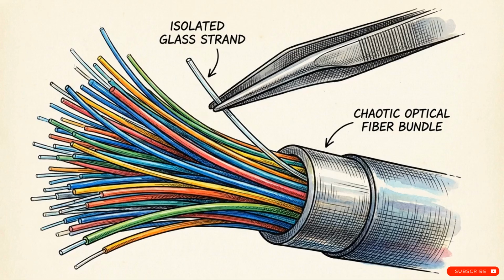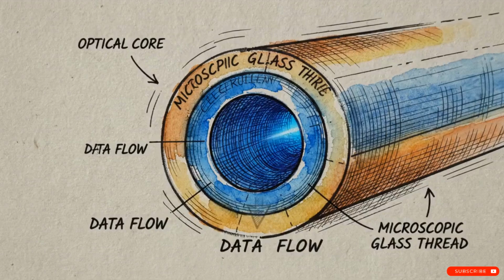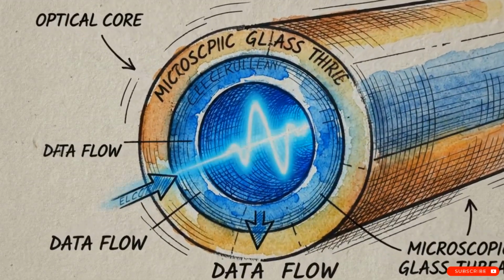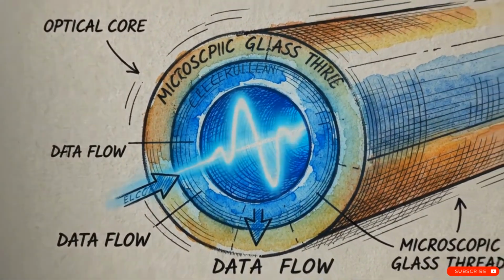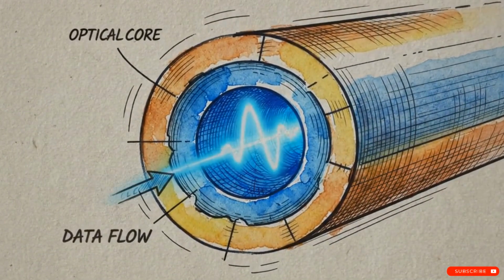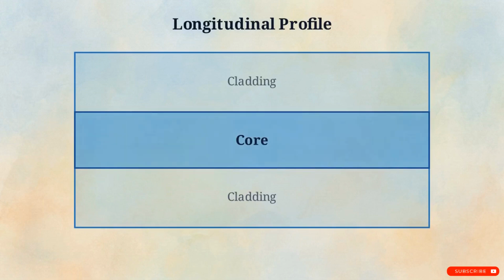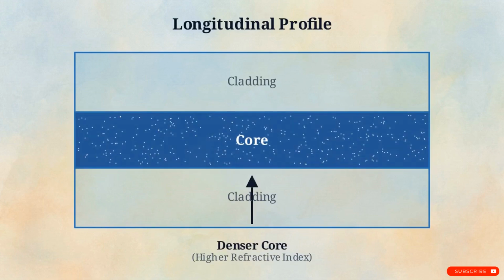Pull just one of those individual fibers out of the bundle. It's incredibly fragile, and the entire structure is roughly the thickness of a single human hair. The entire weight of global finance, streaming video, and daily communication relies entirely on the structural integrity of these microscopic threads of glass. This diagram shows a fiber's cross-section, divided into two layers, an inner core where light travels, and an outer cladding.